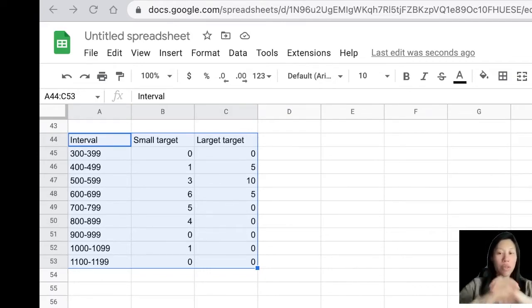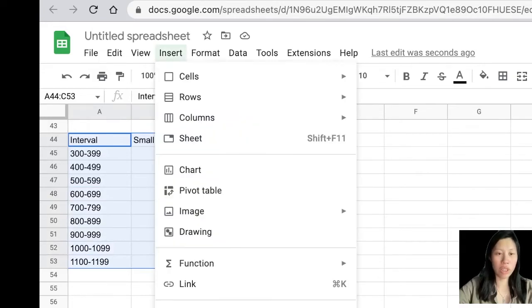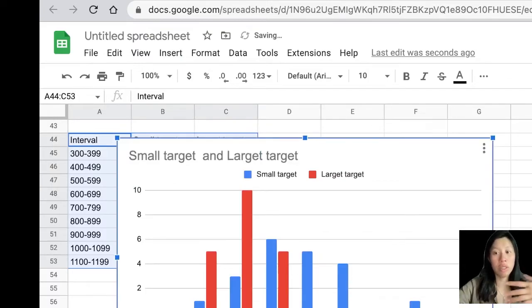Again, you enter it in 3 columns, the same as before. You highlight the data set that you want, and on the top toolbar, you choose Insert, Chart, and then choose a column chart, which is a histogram. Then you will get this. As you can see, the red one represents the large target, and the blue one represents the small target. And this is called a comparative histogram.